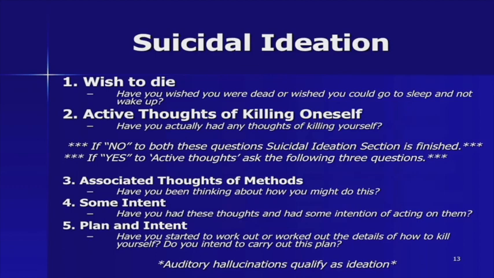Have you been thinking about how you might do this? Have you had these thoughts and had some intention of acting on them? Or have you started to work out or worked out the details of how to kill yourself? Do you intend to carry out this plan? You can't have methods, intent, or plan and intent if you don't have a thought of killing yourself. That's why 3, 4, and 5 are subcategories of 2.